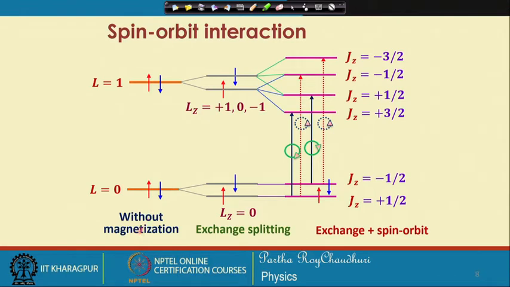So, without magnetization, these are the energy levels, and then with exchange splitting each of them splits into 2 energy levels with upward and downward transition, and then this is the exchange plus spin orbit coupling. It results in these 4 transitions.